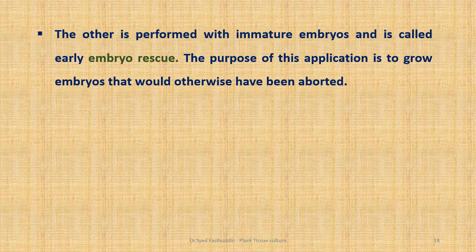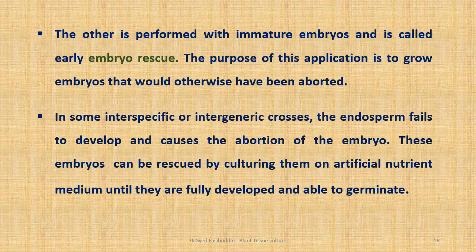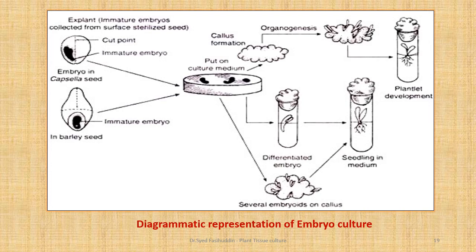The other is performed with immature embryos and is called early embryo rescue. The purpose of this application is to grow embryos that would otherwise have been aborted. In some intraspecific and intergeneric crosses, the endosperm fails to develop and causes the abortion of embryo. These embryos can be rescued by culturing them on artificial nutrient medium until they are fully developed and able to germinate. This is the diagrammatic representation of embryo culture.